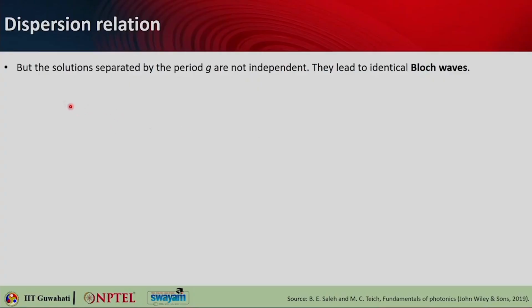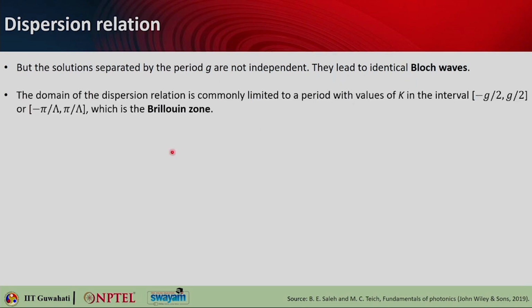Now, the solutions separated by the period G are not independent. They basically lead to identical Bloch modes. So, the domain of the dispersion relation is typically limited to values of k ranging over the interval from minus G by 2 to G by 2. That means it is basically ranging from minus pi by capital lambda to plus pi by capital lambda, which is nothing but the Brillouin zone.